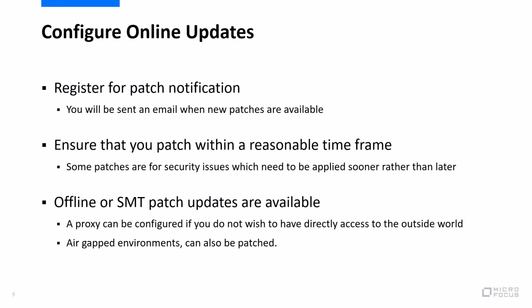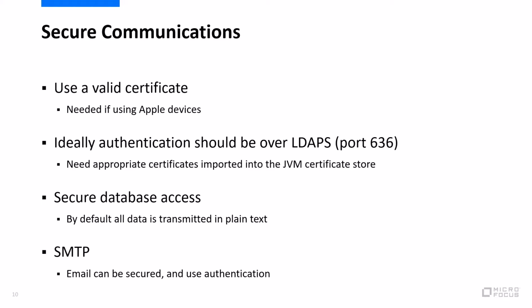If need be, we can do offline patching if you're in an air-gapped environment, so you can do offline or SMT based patching. As far as communications are concerned, make sure that everything is over a secure connection. Use a valid certificate, and we ship by default with a self-minted certificate, but many Apple devices won't accept a self-minted certificate. It has to be a valid certificate for that to work, and obviously it's a bit nicer for your users if they don't get a warning that the certificate isn't trusted when they access the system. So do use a valid certificate.